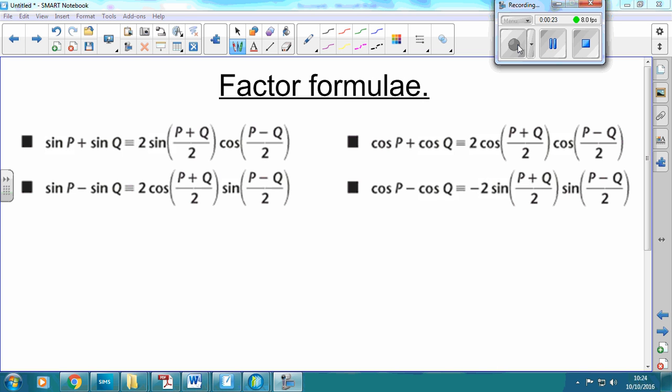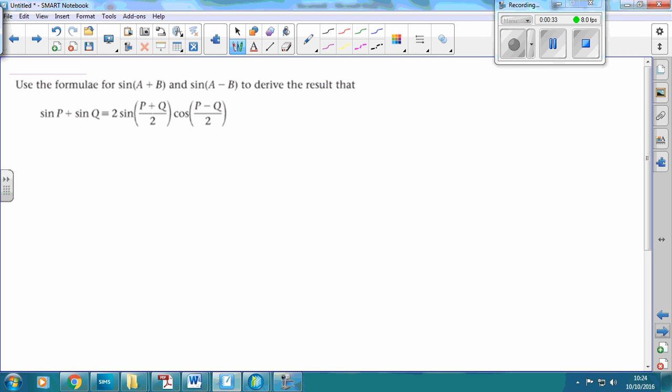Then the second thing we're going to do is prove one of them. Make sure you get those down, and you can obviously pause the video. We're going to try and prove this one here: sine p plus sine q equals 2 sine p plus q over 2 cos p minus q over 2. In the next example we're going to see how to use the factor formulae, but first of all we're going to just prove them.